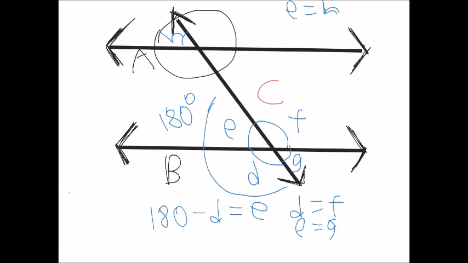We can use this principle again over here with angle I. So F equals I because they're corresponding. We could do that again here with J. G equals J. And over here we have K. And D equals K.